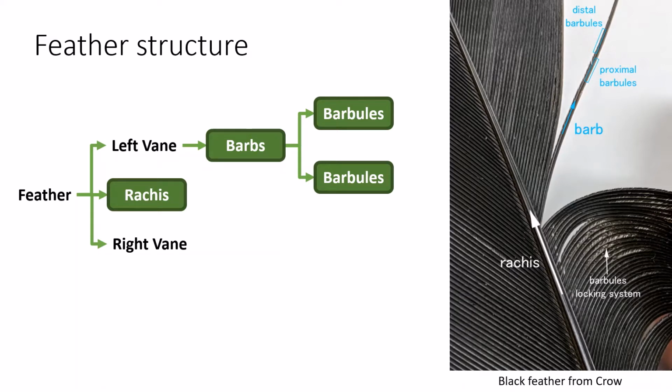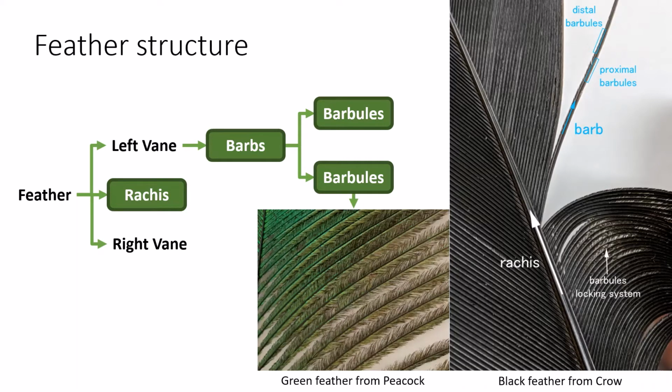On each barb, many barbules branch out from it. We can see these tiny structures more clearly on this green feather. They form a locking system to link barb curves as a surface. Please notice the words in the boxes. They will be frequently mentioned in the following content.